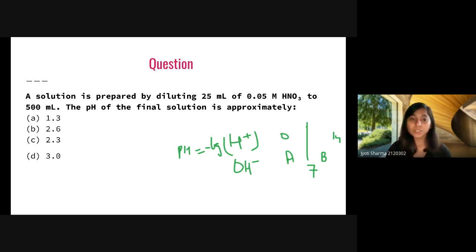So here, the question is related to the calculation of the pH of the final solution. Initially, it was 20 ml of 0.05 molarity HNO3, that is nitric acid. But later on, they diluted this solution and made the solution up to 500 ml. Now they want to know the pH of the final solution. So how can you calculate it? Firstly, you need to calculate the number of moles of HNO3. If you know the moles of HNO3, then you can find the H plus ion, because the ultimate thing is that for the pH you must know the H plus ion, right? And how will you know the H plus ion? Let me show you the solution for this.